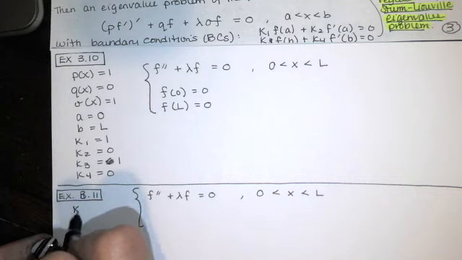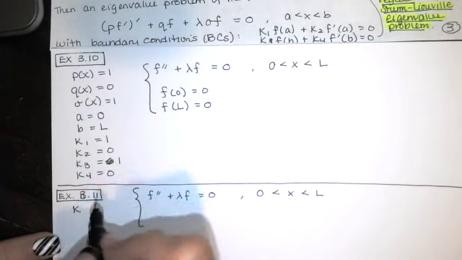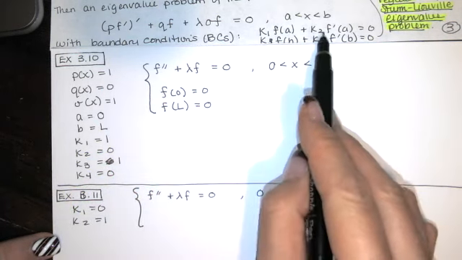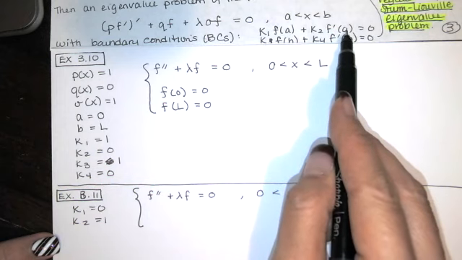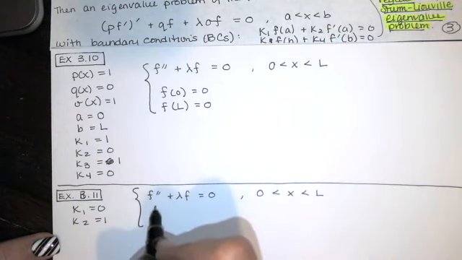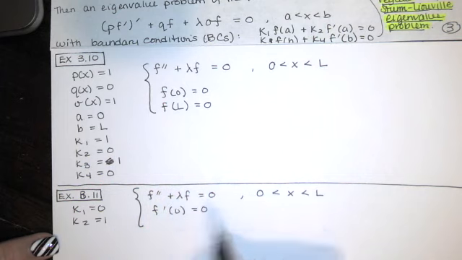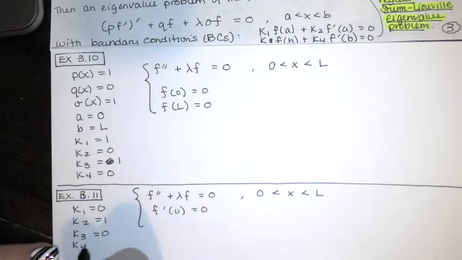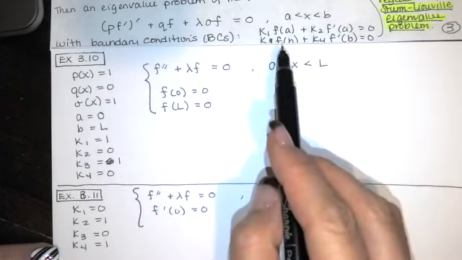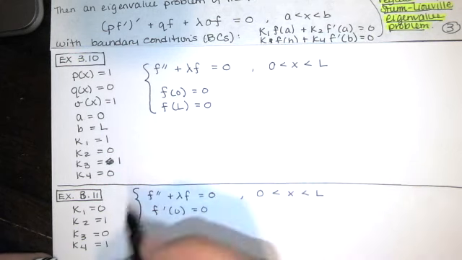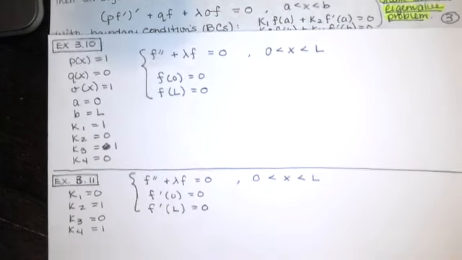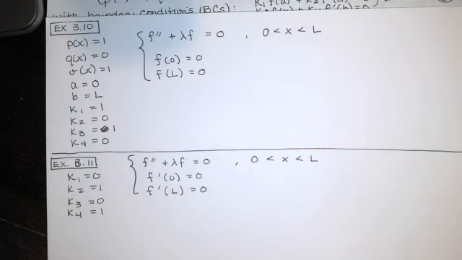So this time, rather than having these as our kappas, let's say kappa 1 is 0 and kappa 2 is 1. Well, that just means we're going to have f prime of our left endpoint equals 0, and our left endpoint is 0. So this is f prime of 0 equals 0. And then we want kappa sub 3 to be equal to 0 and kappa sub 4 to be equal to 1. So we're going to get 0 here, and then 1 times f prime of the right endpoint, that's L, is equal to 0. So that's true. Okay. And that's also a regular Sturm-Liouville problem.